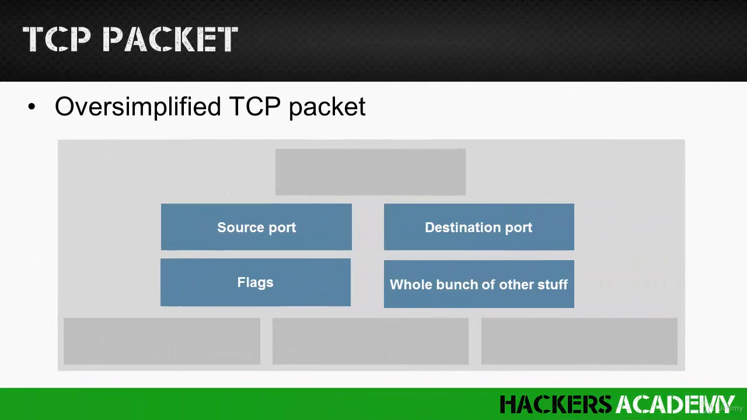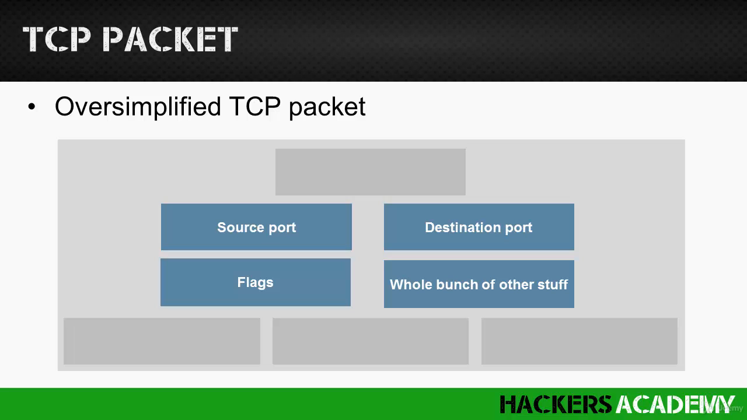And here's what a TCP packet would look like. It's a little bit more complicated than the IP packet. All the IP packet had was a source address and a destination address. The TCP packet, on the other hand, has more information. It has the source port and the destination port.